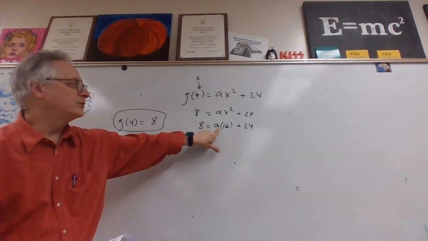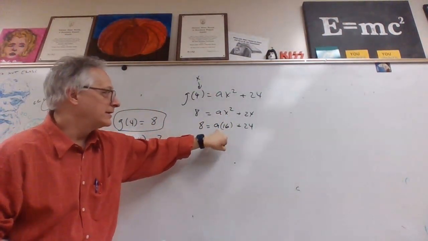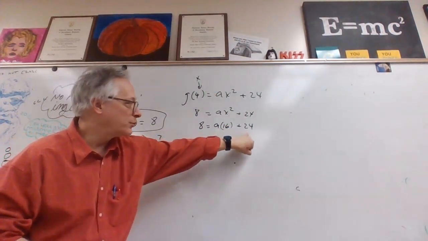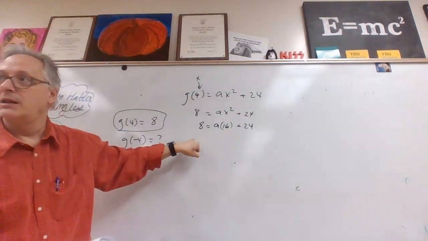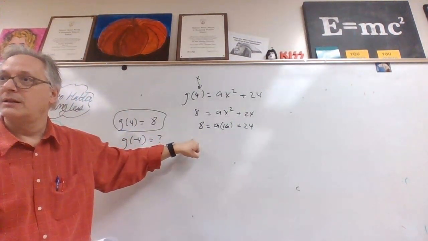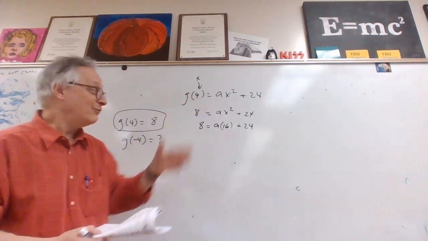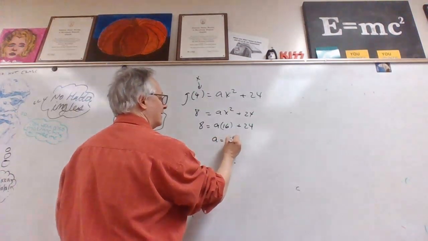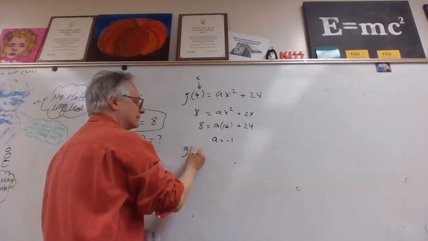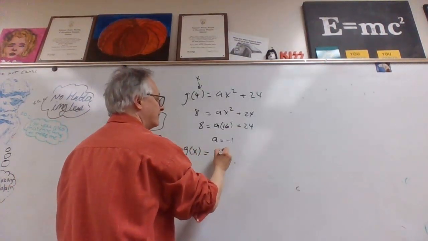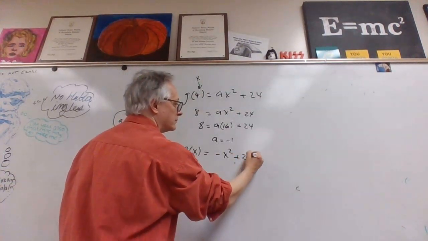So now you don't even have to do any square rooting or anything. You just say, well, something times 16 plus 24 gives you 8. So what does A have to be? Well, obviously, what's that? Negative 1. So now we go back up here, write our g of x. That's equal to negative x squared, negative 1x squared, plus 24.